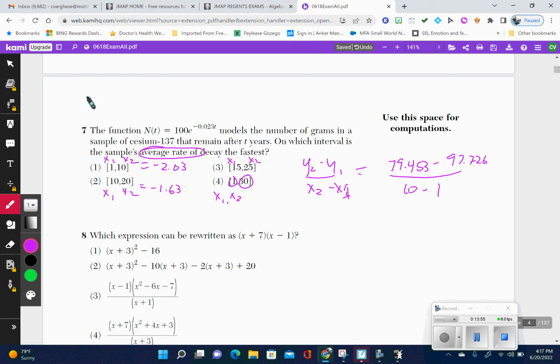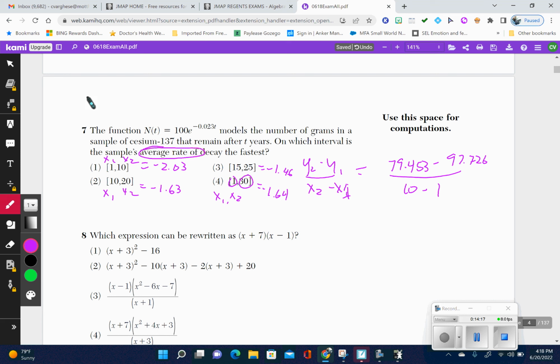You actually need to do this. For the third one, for this one right here, it's going to be negative 1.46. And for the last one, which is from 1 to 30, it's going to be negative 1.64. Okay, and it's asking you which one is the fastest one.